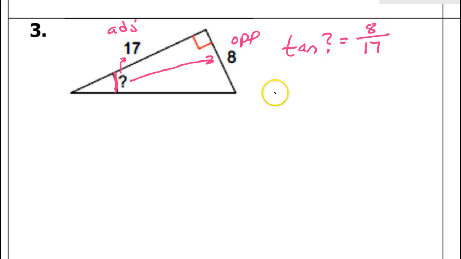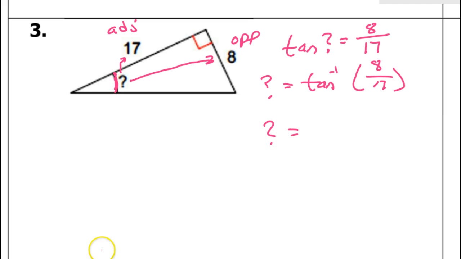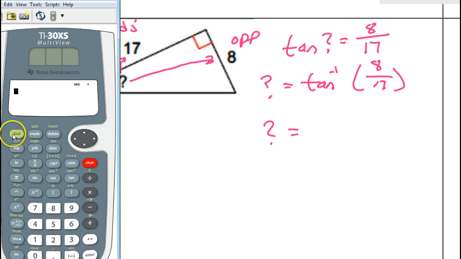Okay, 8 over 17. If you want the angle, you will need to do the inverse tangent of 8 over 17. All right, that is 25.201.